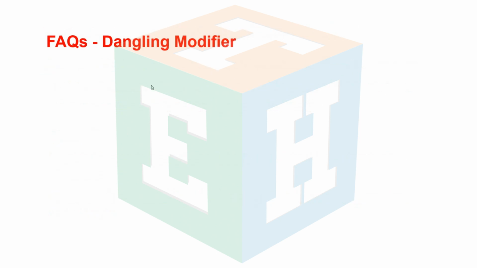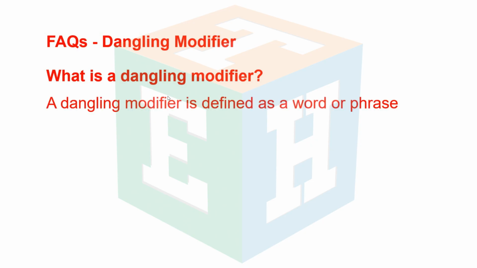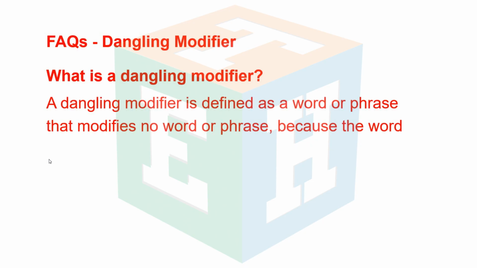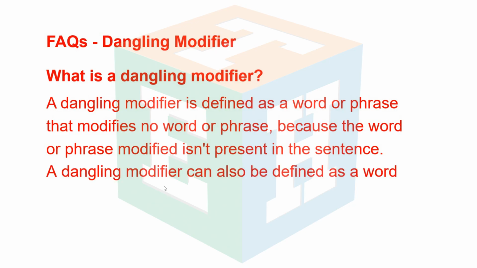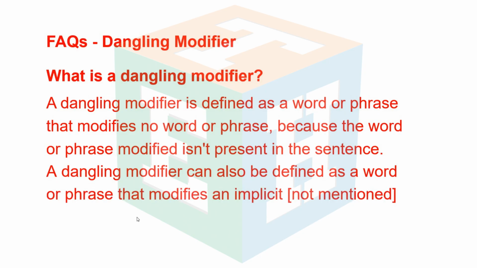Frequently asked questions, dangling modifier. What is a dangling modifier? A dangling modifier is defined as a word or phrase that modifies no word or phrase because the word or phrase modified isn't present in the sentence. A dangling modifier can also be defined as a word or phrase that modifies an implicit, not mentioned, word or phrase.